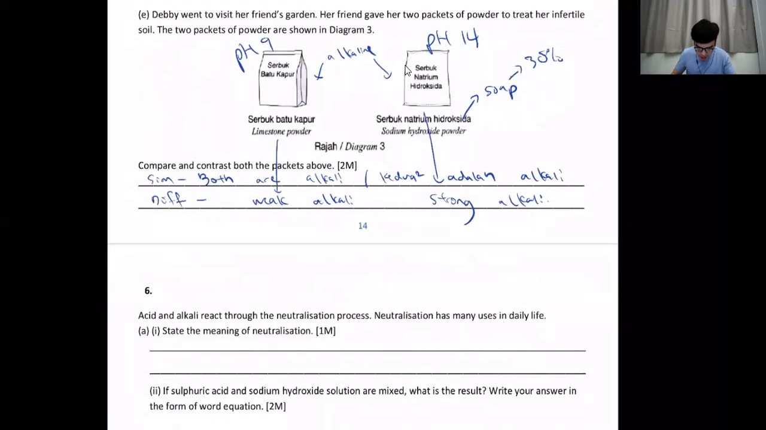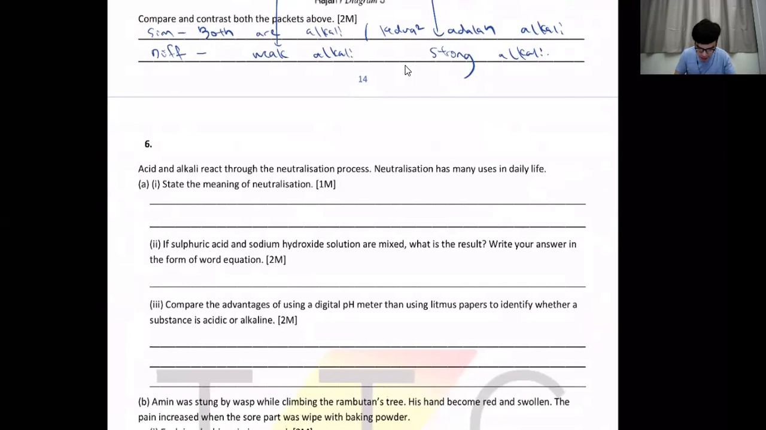So moving on, let's look at number 6. Acid and alkaline react through neutralization. It has many uses in daily life. What is neutralization? Basically, acid and alkali give you salt plus water. Please don't write like this in the exam. If they want you to state the meaning, I know it sounds very stupid, but you have to write it in sentence form. Neutralization is when acid reacts with alkali to produce salt and water.